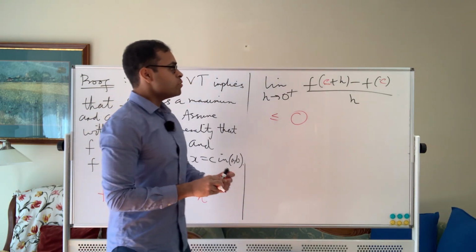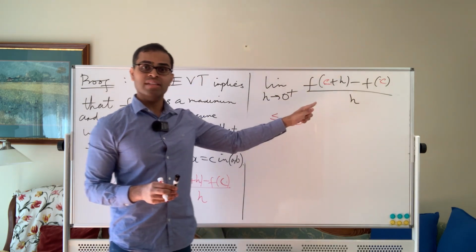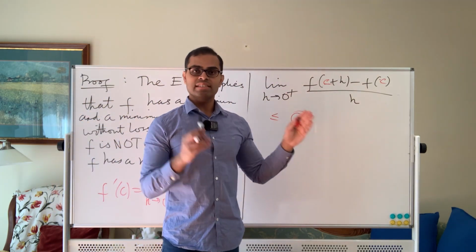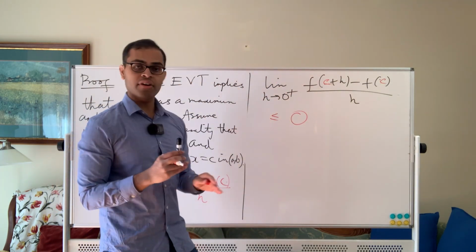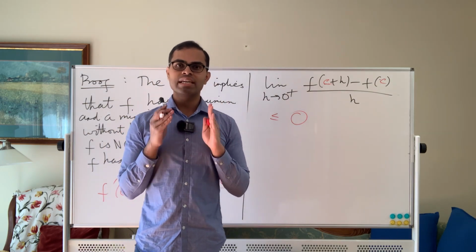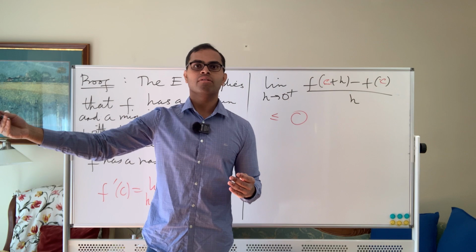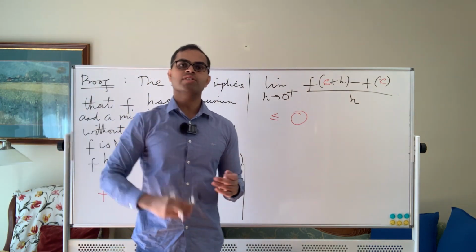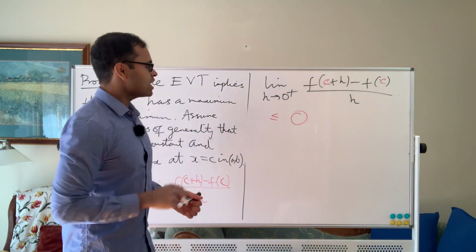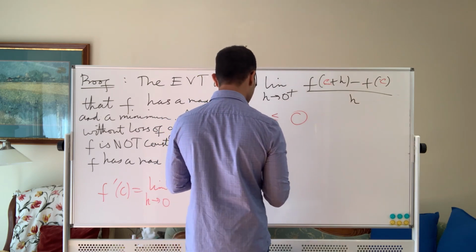Because the numerator is always less than or equal to 0, and the denominator is always positive, for every h greater than 0 the expression is going to be less than or equal to 0. So the limit also has to be less than or equal to 0. It can't exceed 0, right? It cannot approach a positive number because it's always less than or equal to 0.